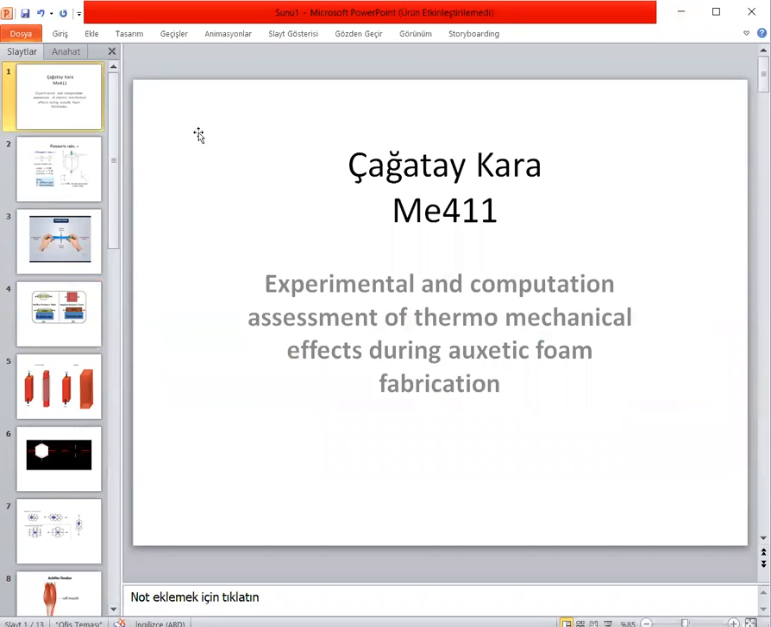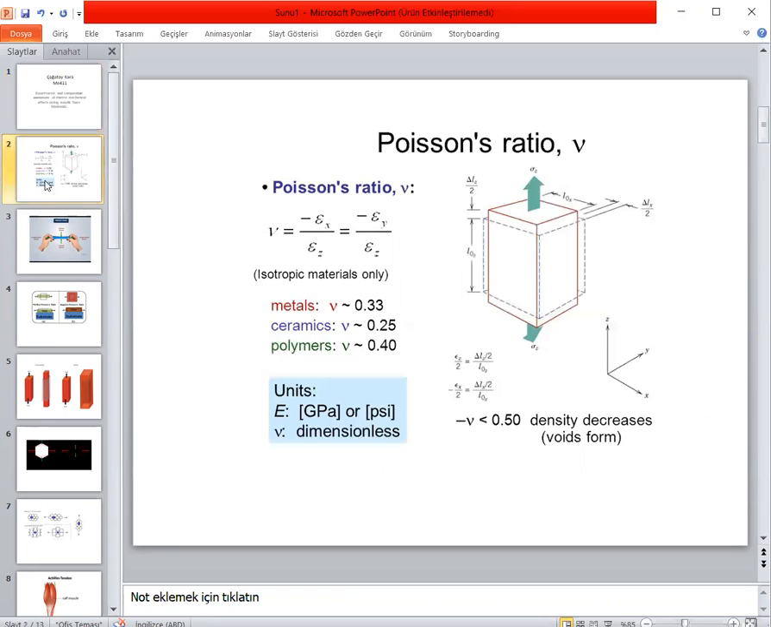Today I have a presentation about material science. I read an article about mechanical effects during auxetic foam fabrication, and I will give some information about auxetic materials. Firstly, I'm starting from basic information. What is that? Poisson's ratio.